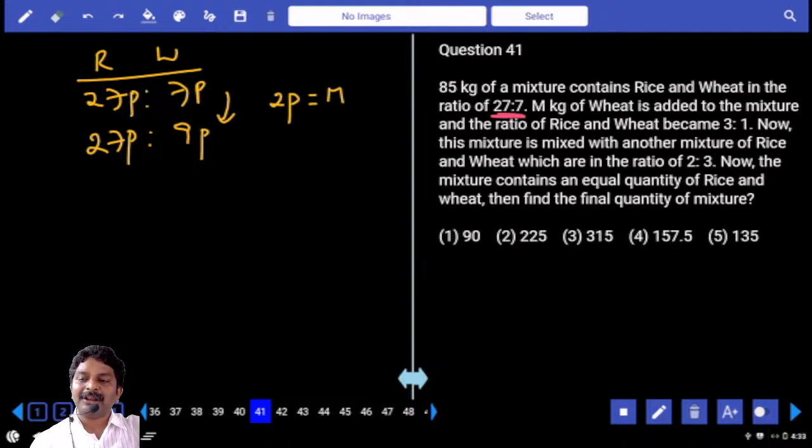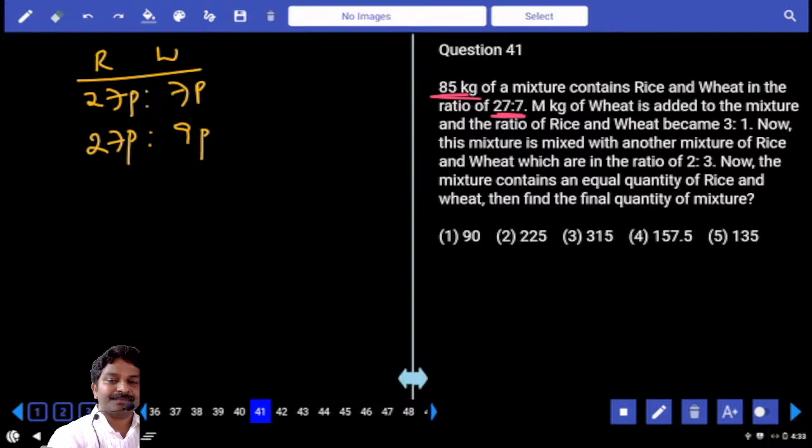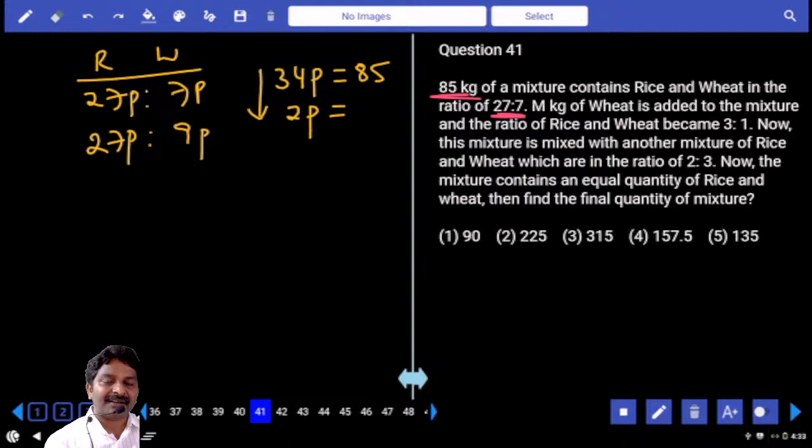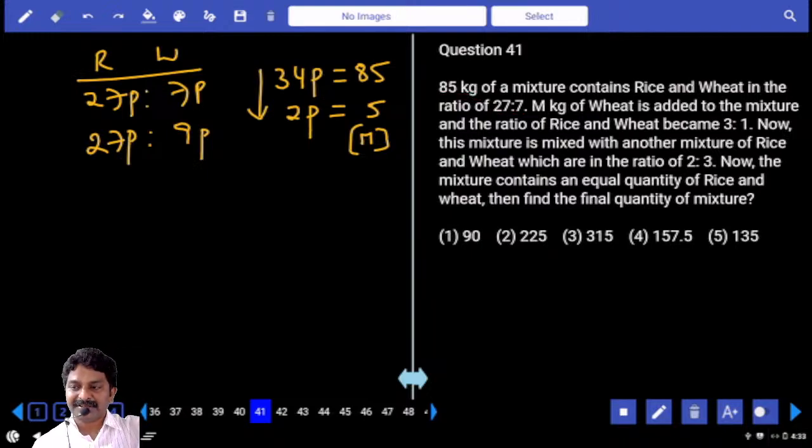You already know that total how many parts are there initially? 34. Total how many kgs we have? That means 34 parts is equal to 85. Extra wheat added is 2 parts. Dividing by 17 on the left side, I'll apply the same on the right hand side, which gives 5. Then M is equal to 5. 5 kgs of wheat added. Continue.